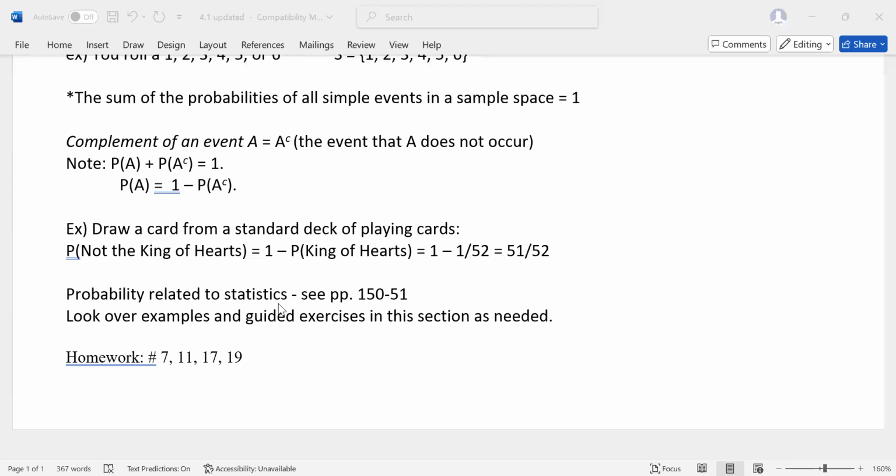Look over the probability related to statistics on pages 150 and 151, and then look over whatever examples and guided exercises in the section that you think you need to go back and look at before you take your test. Here's recommended homework 7, 11, 17, and 19, and don't forget you have tabs underneath of those to where you can work on it and press the tab and see the answer, or you could just press on the tab and see the answer and how they got it.